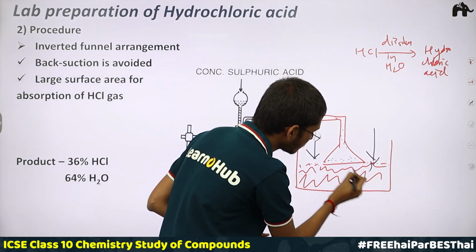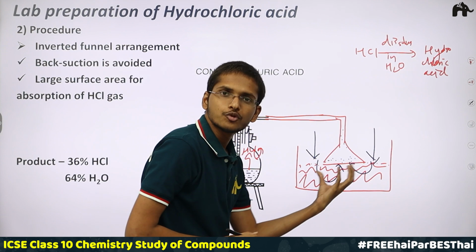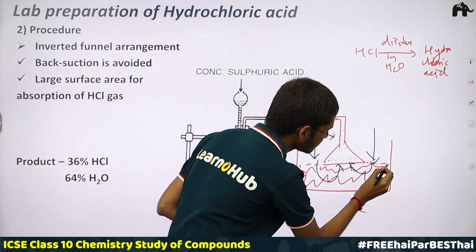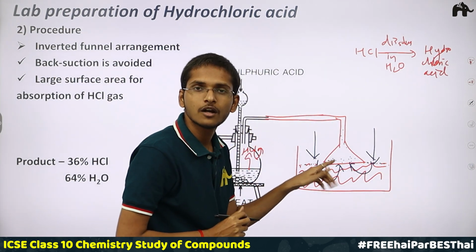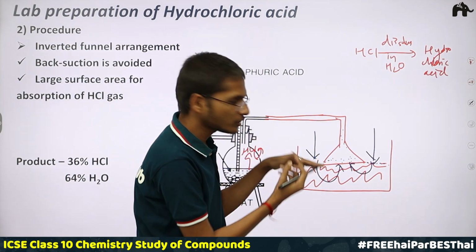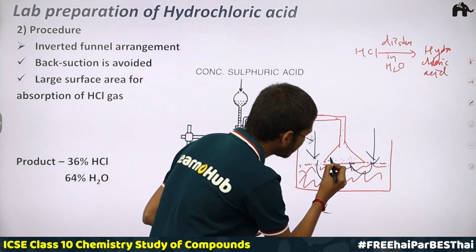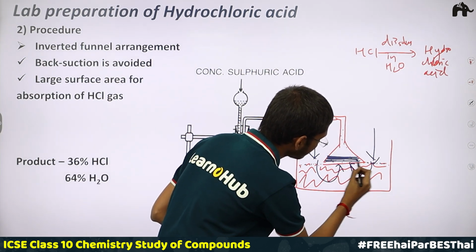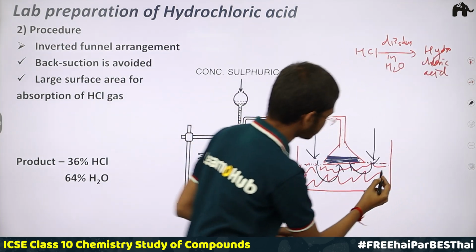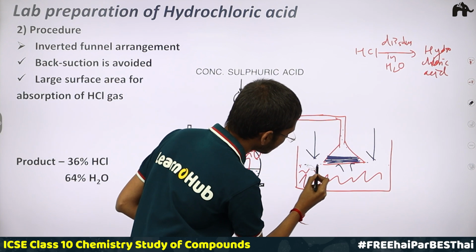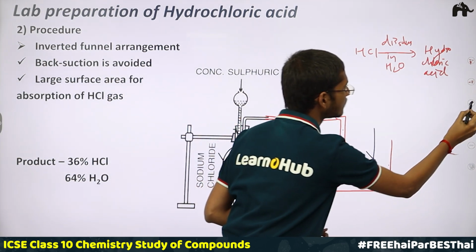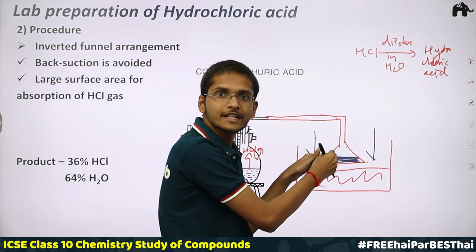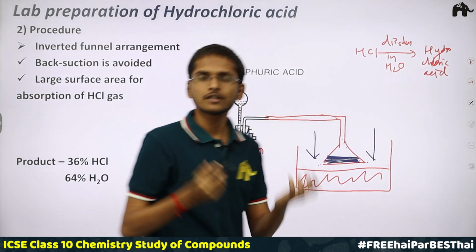Once the water is pushed, it goes inside this funnel. But we know the precaution we have taken: the tip of the funnel is just touching the surface of the water. So once water enters this funnel, suppose this much water has entered, now you can imagine the water level here would fall, right? Because some water is getting inside. So the water level would fall, the simple logic which we all know.